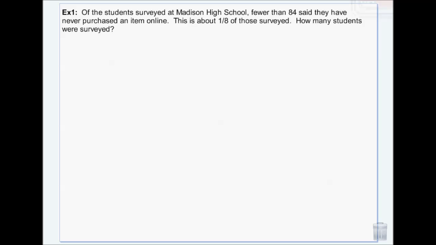First of all, it says, of the students surveyed at Madison High School, fewer than 84. Fewer than. So we're looking at fewer than 84. So we're going to have something is less than 84. Said that they have never purchased an item online. This is about 1/8 of those surveyed. 1/8 of, that means 1/8 times those surveyed.